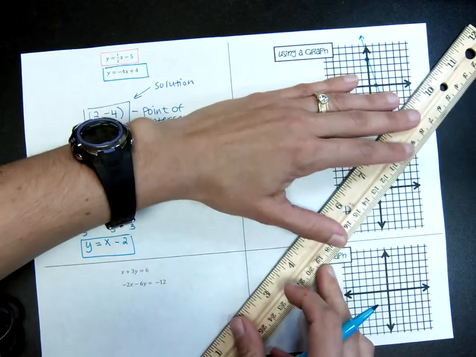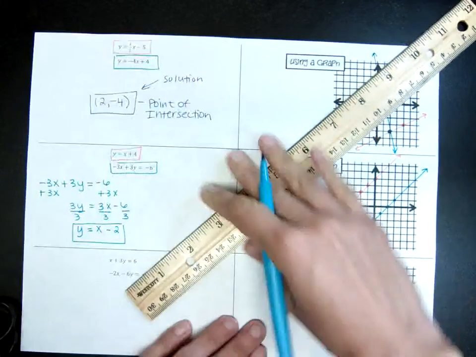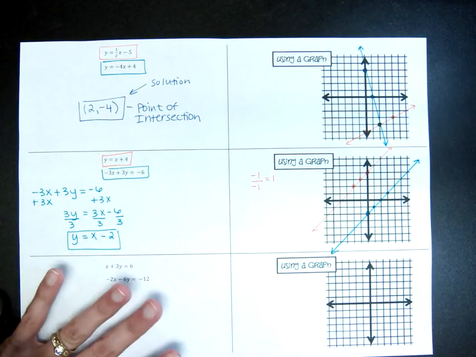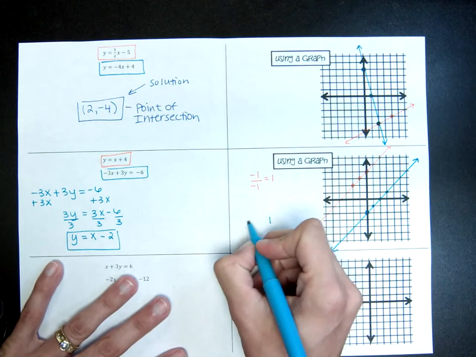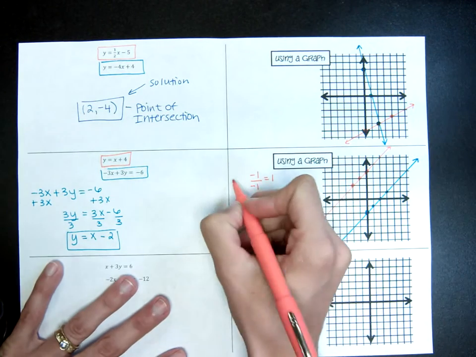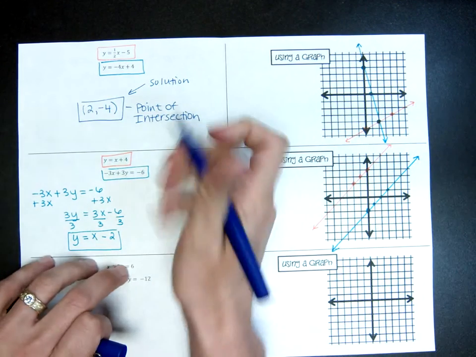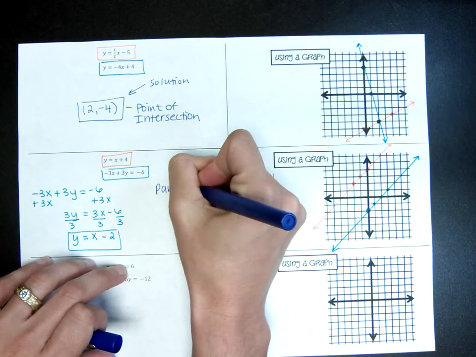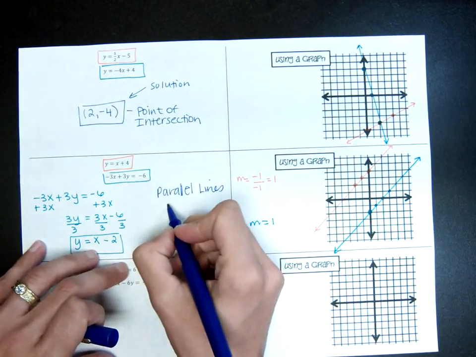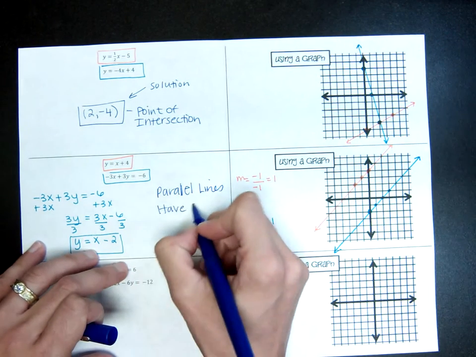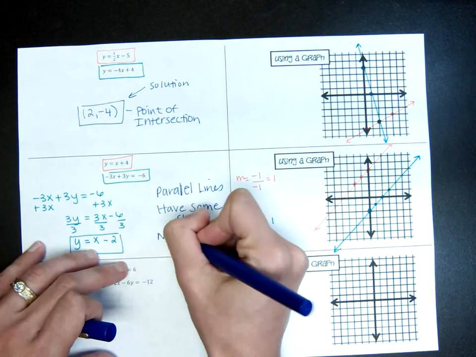Okay, and now we graph that. Well, these two appear to be parallel. Our blue line has a slope of 1, and our orange line has a slope of 1. And that means that those two lines are indeed parallel. Oops, parallel lines. So that means that they have the same slope, and it also means that they will never intersect.